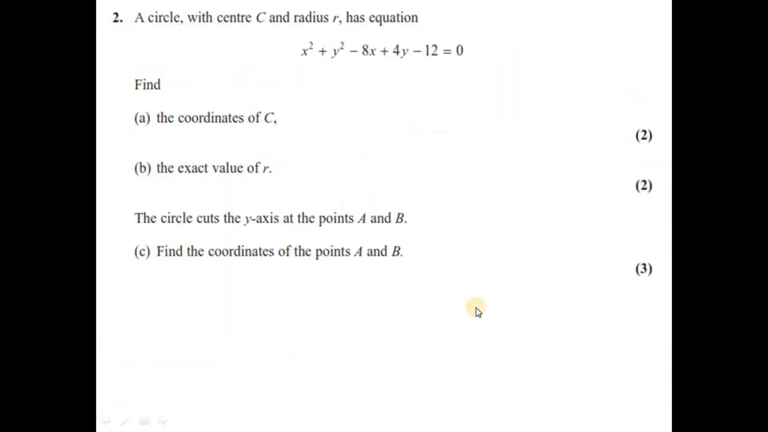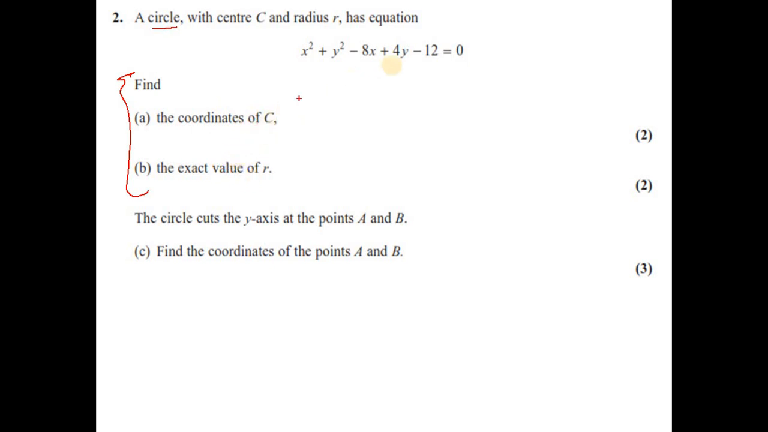Question number 2. A circle with center C and radius r has equation x square plus y square minus 8x plus 4y minus 12 equal to 0. Find the coordinates of C. In a typical question, whenever they talk about a circle and give you an equation with quadratic terms of x and quadratic terms of y, they generally ask for the coordinates of the center and then the radius.